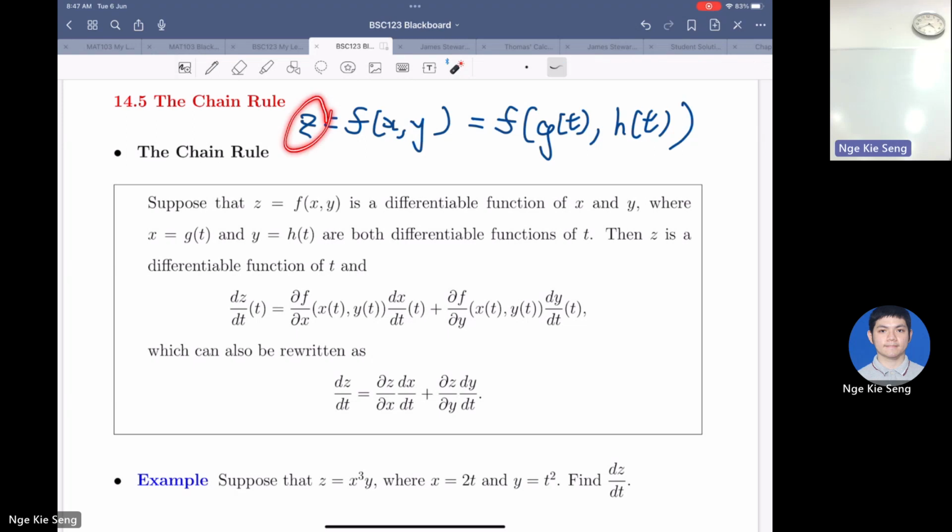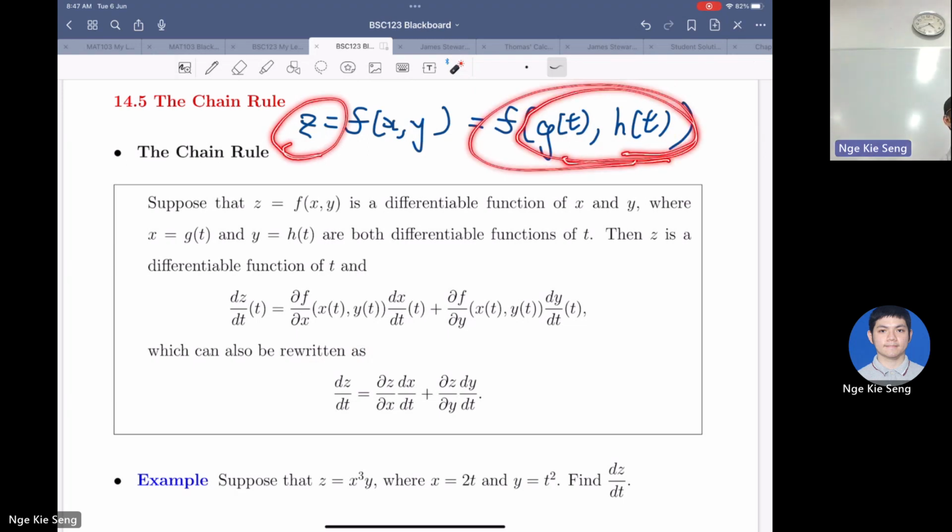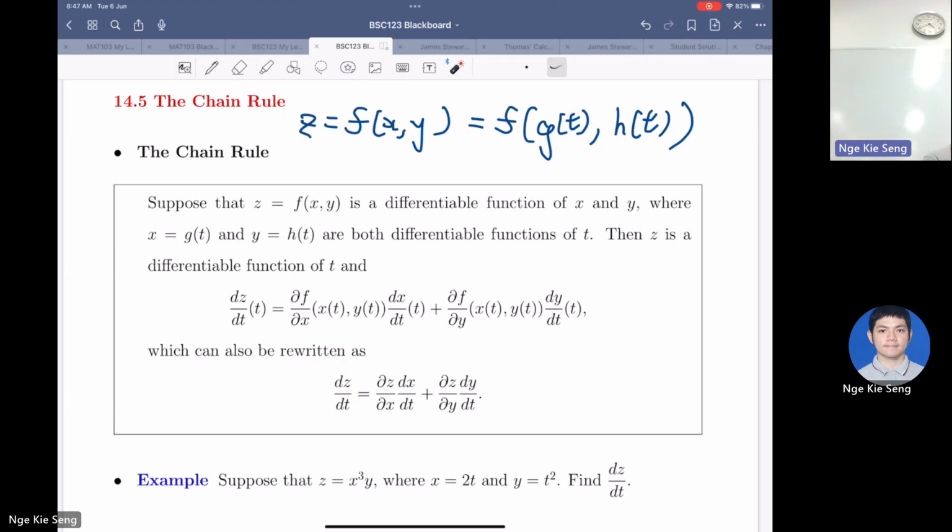In this case, we have z in terms of g and h, and then g and h are in terms of t. Then we have a composite of functions. So when you want to differentiate a composite of functions, the chain rule comes in. If you want to differentiate z with respect to t, can you see that after I do the composite here, everything is in terms of t? So how do we do this differentiation? First, dz over dt equals partial z over partial x times dx over dt plus partial z over partial y times dy over dt. You can see that we combine the two notations here. So why do we use d on z?